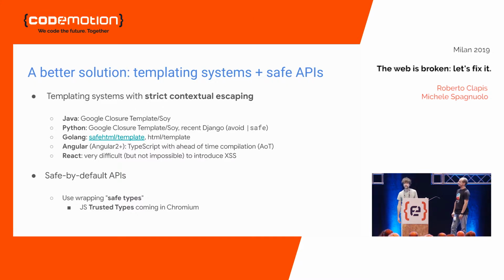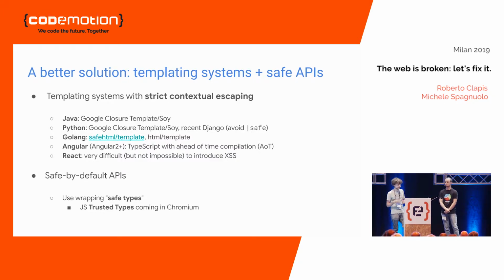So a better solution that does not ask the developers to manually escape every sink is to use a templating system. So what is a templating system? A templating system is something that generates markup, so HTML, right? On the server side usually, sometimes client side, depending on which technology stack you're using. And for Java, Python, Golang, there are alternatives. Like for Java, you can use Google Closure Templates. Also everyone has heard of it. Yes. Yeah, everyone uses it.